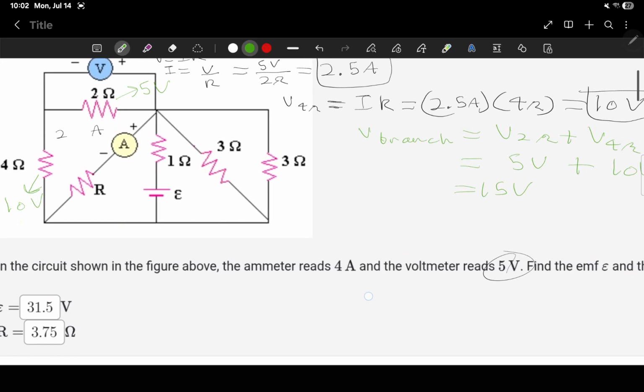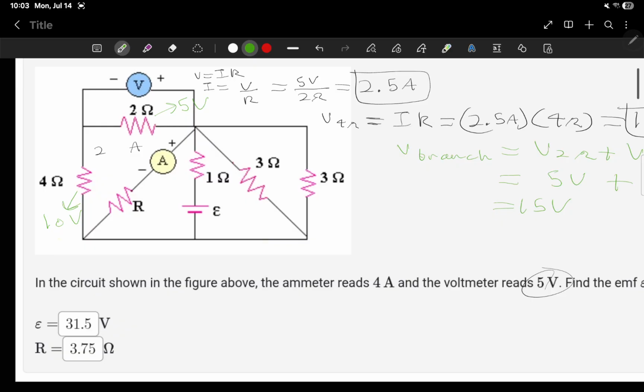Now to move on to the resistance. We know that the ammeter reads 4 amperes, and the current flows from high to low, positive to negative. So I'm going to assume the current is going this way. It really doesn't matter if the current happens to have a negative value. It just means that the current was actually flowing in the opposite direction. This applies for any other question. So that's 4 amperes. Again, we do the same thing.